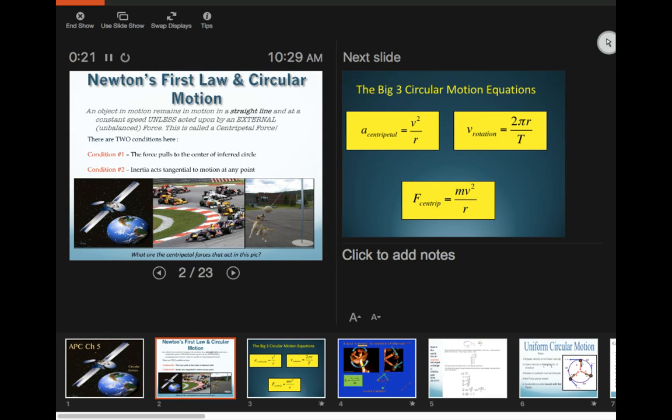So you tell me, what force is making that satellite go in a circle? Gravity. If there's no gravity, that goes in a straight line. What force is making these NASCAR cars go around this circle? Friction. What force is making that tether ball go around a circle? Tension. You got it. What force is making that dog go around a circle? Oh, he's not going around a circle.